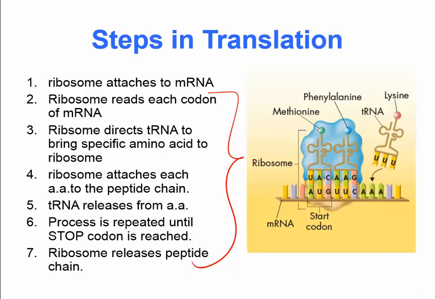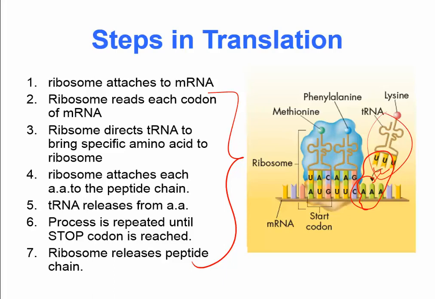So remember our ribosome. Remember we had ribosomal RNA in it. The ribosome will read each codon, so each group of 3 letters. Then the ribosome will direct the transfer RNA to bring the specific amino acid to the ribosome. The way it does this is that the transfer RNA has to match up with the codon that's on the messenger RNA.